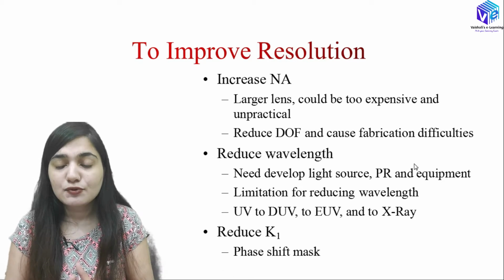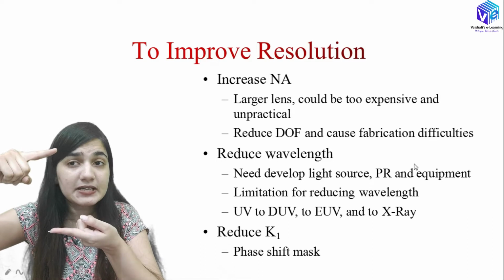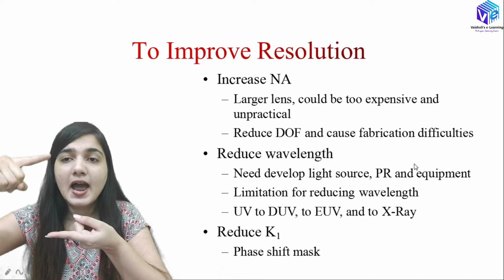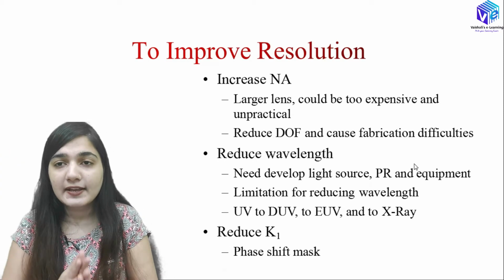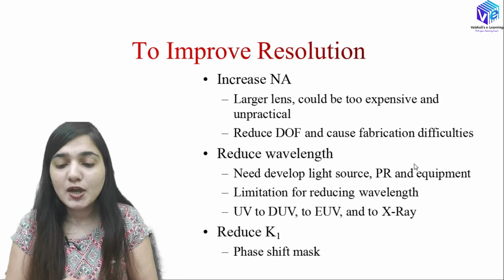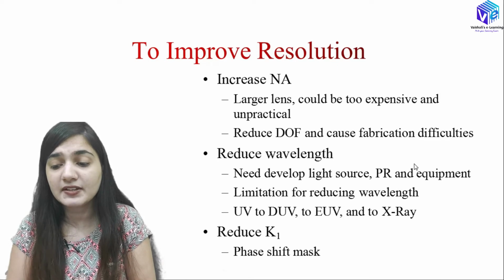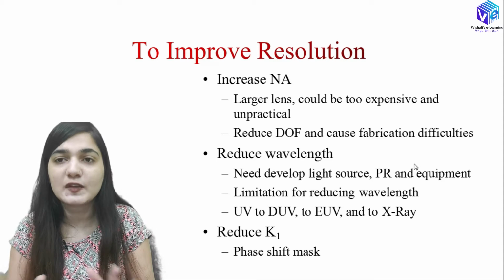Plus, I can reduce the depth of focus if I decrease the distance capital D, which was the distance between the lens and the mask. If I reduce this distance, then also I can have higher and higher numerical aperture. But if I reduce the DOF too much, then also we will have fabrication difficulties. So I should have a trade-off between these two.